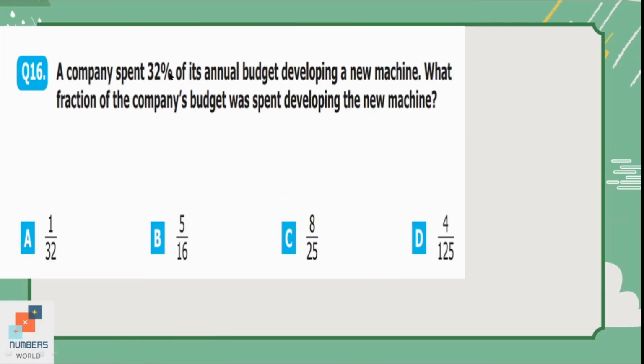Question number 16. A company spent 32% of its annual budget developing a new machine. What fraction of the company's budget was spent developing the new machine?